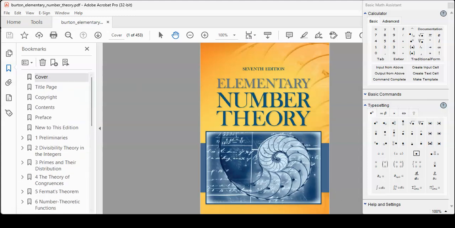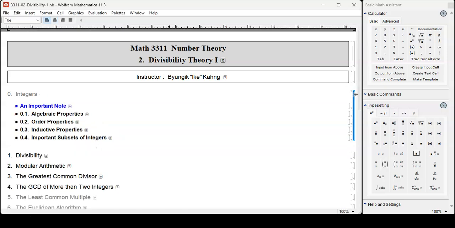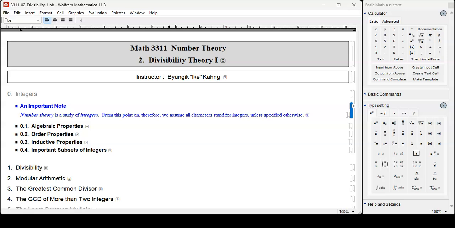Let's go back to our lesson notebook, and let's begin section 1. Actually, there's some reviews to do, starting from an important note. Remember this? Number theory is about integers. From this point on, therefore, we're going to assume all characters stand for integers, unless specified otherwise.